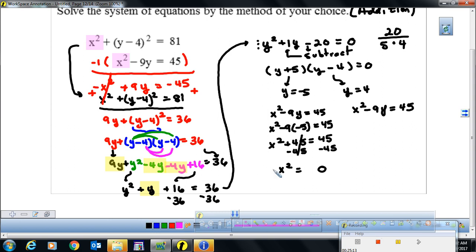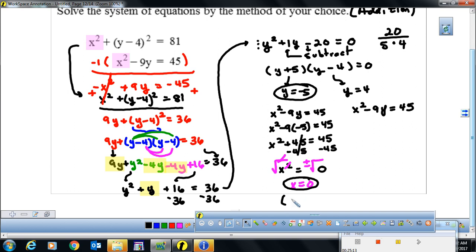And then to get rid of the square, as usual, we take the square root on both sides, plus or minus. But in this problem, since it is x squared equals 0, we don't have to say x equals positive 0, x equals negative 0. We just say x equals 0. That is only one value. So my solution for this is that the point of intersection is when x is equal to 0, y is equal to negative 5. So (0, negative 5) is one point of intersection.